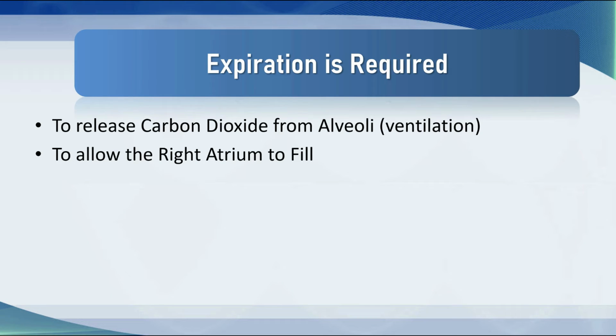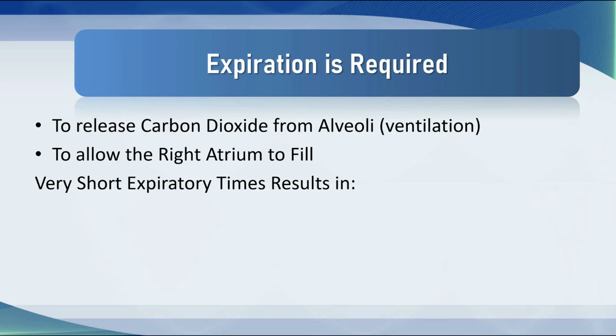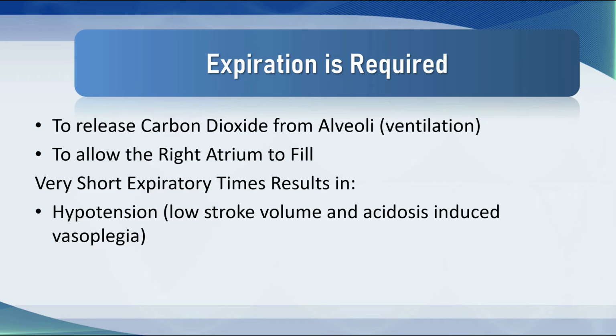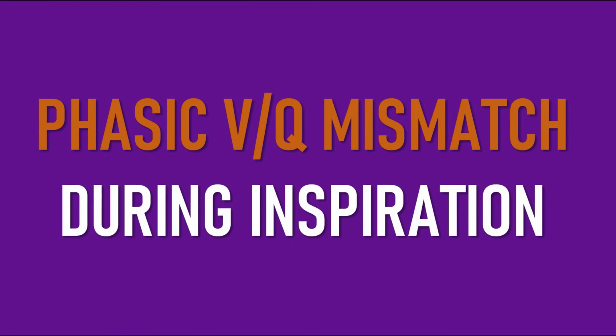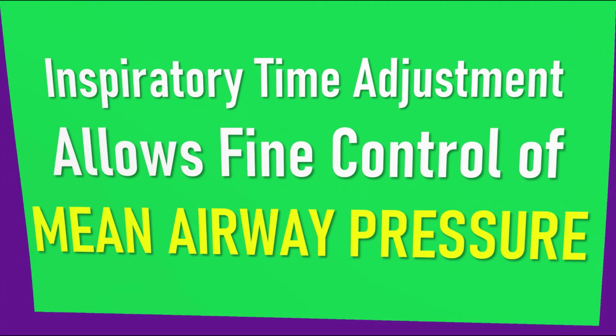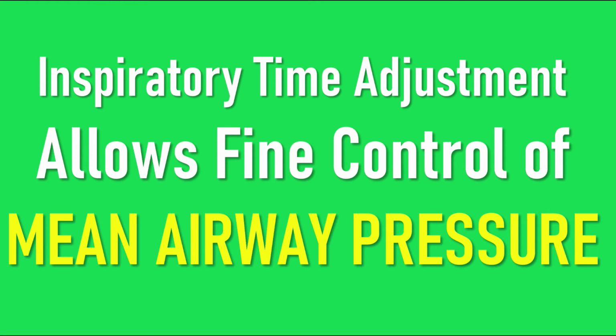And if the atrium can't fill properly, then stroke volume falls and blood pressure falls. Very short expiratory times result therefore in hypotension due to low stroke volume and acidosis-induced vasoplegia, and of course auto-PEEP, which may impact both oxygenation and ventilation. I'm now going to move on to explain to you why increasing inspiratory time or mean airway pressure is very effective for improving oxygenation in severely hypoxic patients. The key message here is inspiratory time adjustment allows fine control of mean airway pressure.